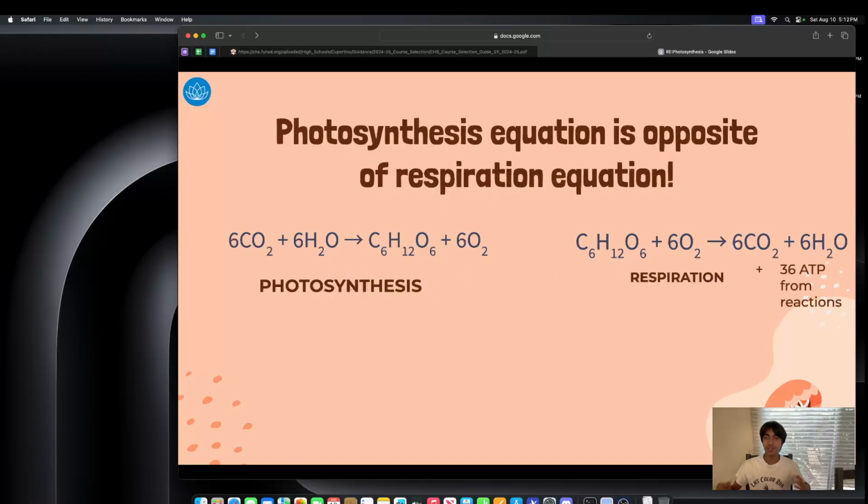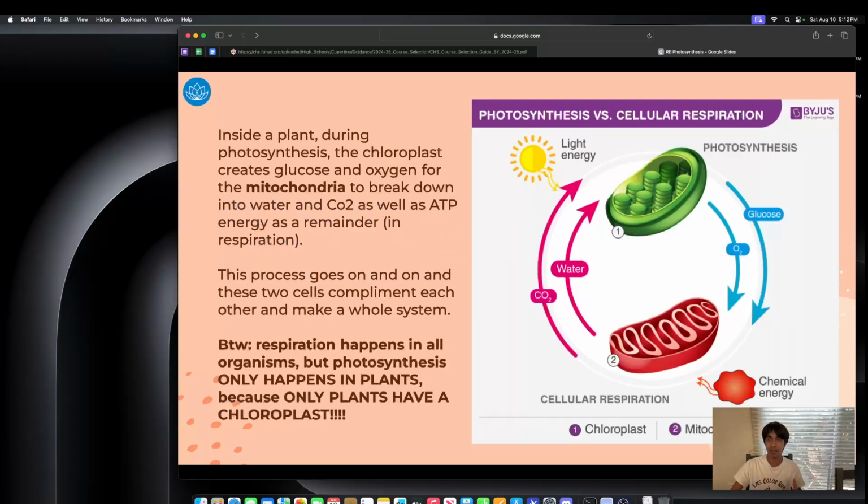Okay, this equation is the opposite of the respiration equation. See, the products and reactants are actually switched. Can you see at the start it's CO2 and H2O, and in respiration at the end it's CO2 and H2O, and same with the glucose and oxygen. This is because there's a symbiotic relationship between photosynthesis and cellular respiration.